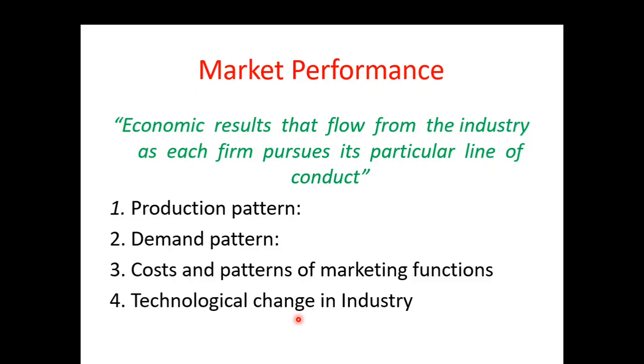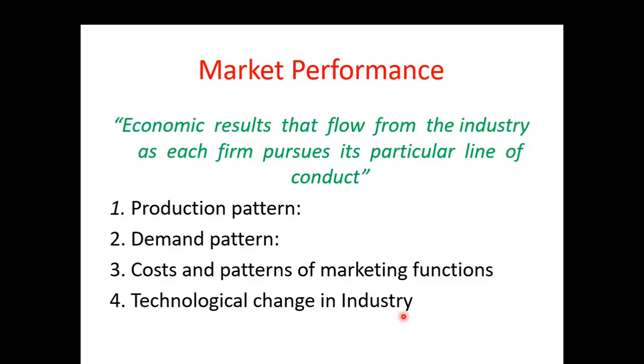So, how each firm is influencing market conduct, and in such a character that will in turn affect the market performance. Here, it depends upon the production patterns, how the commodity is produced, or demand pattern in the market, how the customers demand the product, whether there is a plethora of customers, a variety of customers, or a very small number of customers. Then it will depend upon the cost and patterns of marketing functions. There are 7 marketing functions, like price, then market information systems, which I'll later explain.